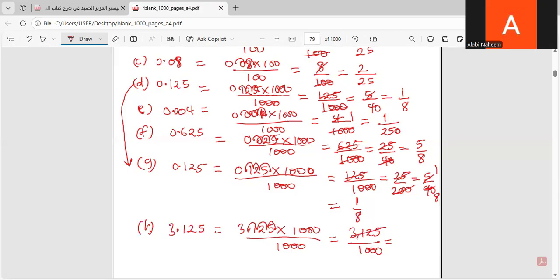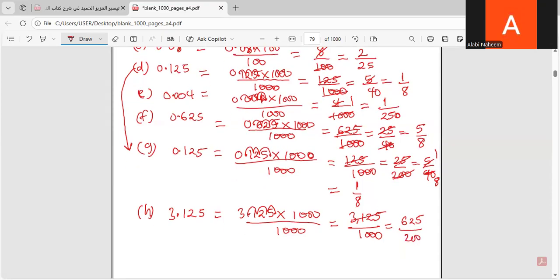So 5 here is 625. 5 in 1000 is 200. Can proceed. 625 divided by 5 is 125. 200 divided by 5 is 40. Can proceed. 125 divided by 5 is 25. 40 divided by 5 is 8. So the fraction in its lowest term is now 25 over 8.